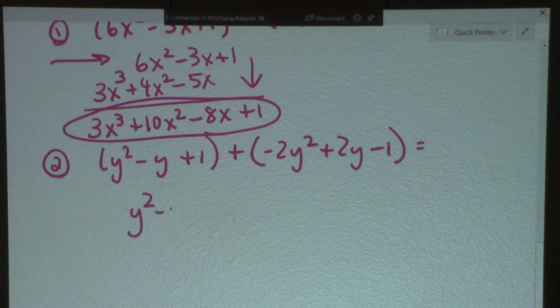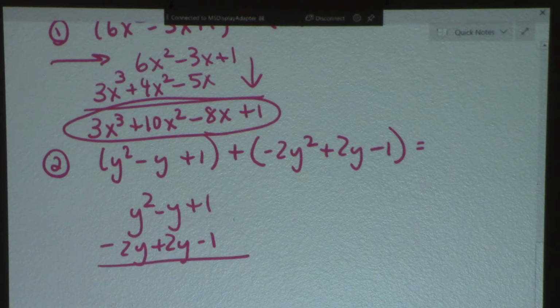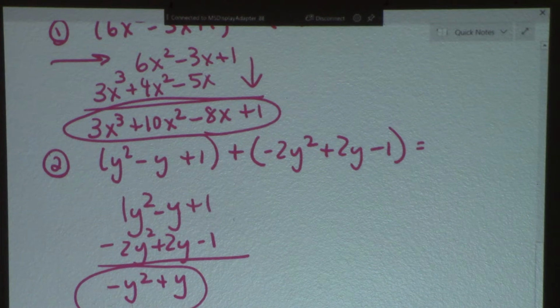Alright, so let's do this. I'm going to write them stacked together. So this is really a 1 there. So 1 minus 2 is negative y squared. And negative y and positive 2y is plus y. And then 1 and negative 1, those cancel out. So that's just going to be these two terms. That's my answer. I don't have to put a 0.